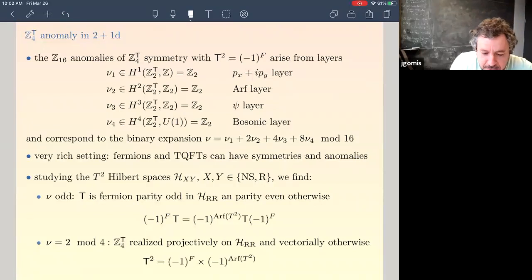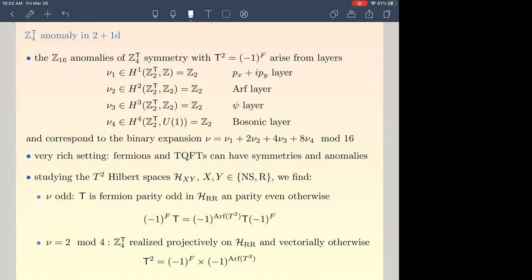One thing that's special about 2 plus 1 dimension is that it's easy to write down, well, it's in quotes, to write down systems that have this symmetry and this anomaly using fermions, but also non-trivial QFTs. So 2 plus 1 dimension is how the sorry.